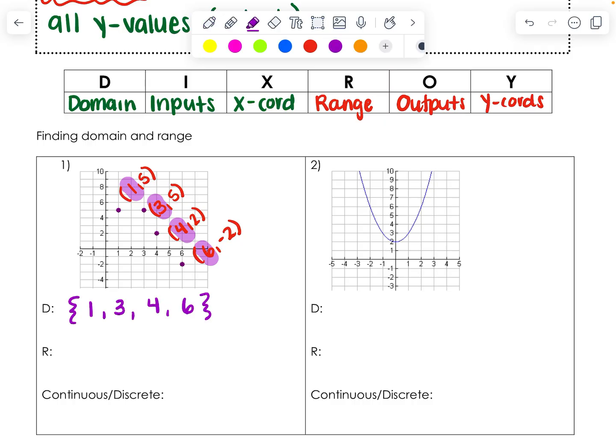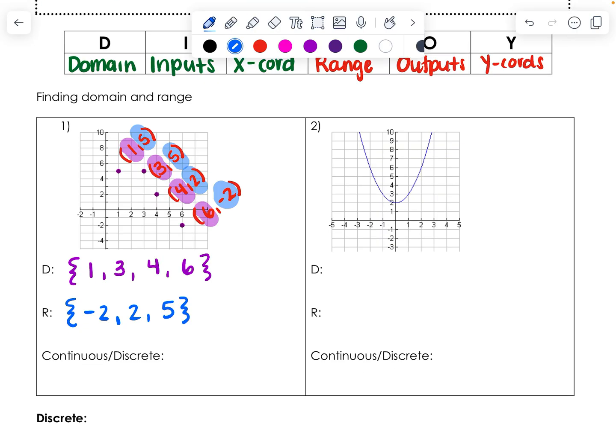And our range is all of our y values. Again, we're going to list them from smallest to largest. And if we have the same number listed twice, we only have to list it once. So we have negative 2 as our smallest, then 2, and we have two 5s, but we only need to list one of them. Now this function that is just a bunch of points, this graph, we call this a discrete function. This is what we're going to be looking at.